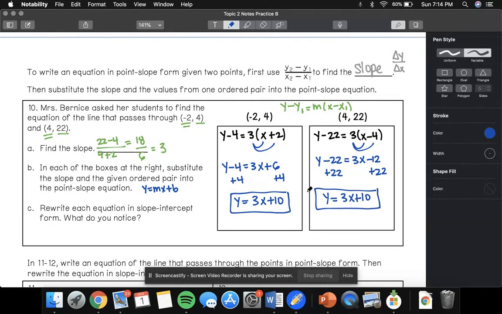One thing that we notice is that it has the same equation. What that means is it doesn't matter if you use this ordered pair or that ordered pair, they will still give you the equivalent equation if we actually wanted to graph this or simplify it down to slope-intercept form.